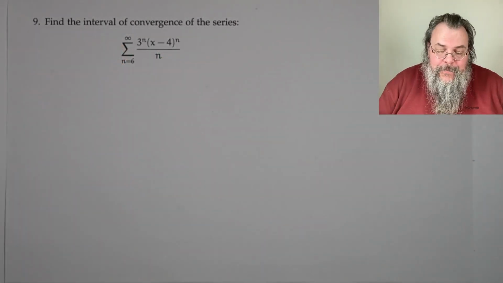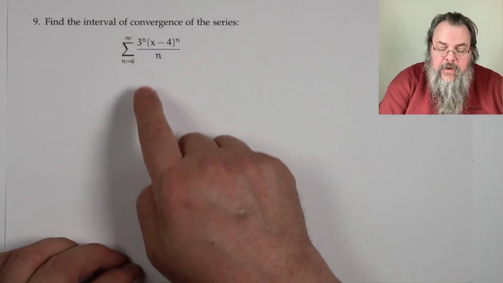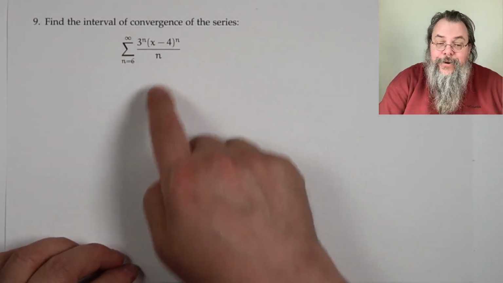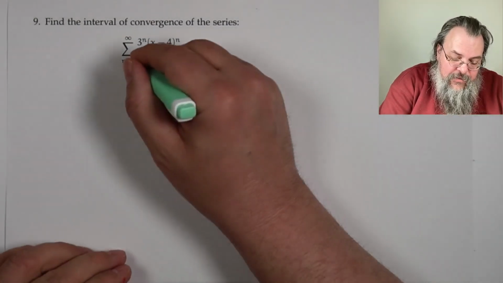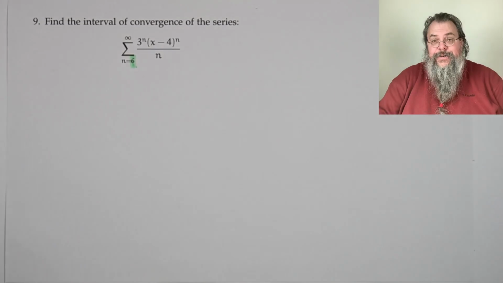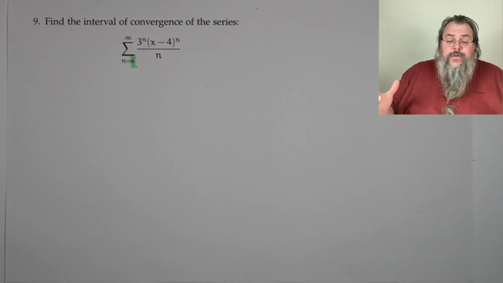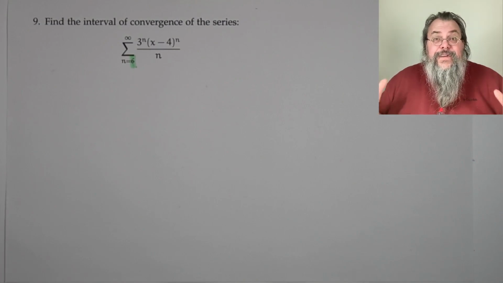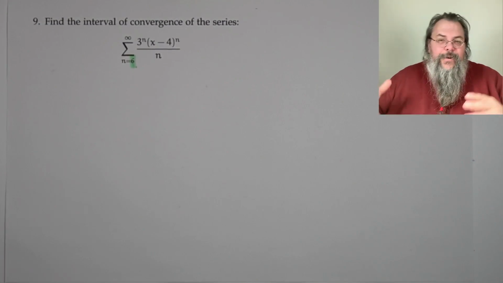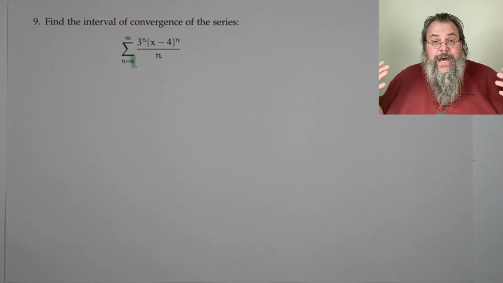Find the interval of convergence of the series, sum from n equals 6 to infinity, 3n times (x minus 4) to the n over n. Now, don't get distracted by the start of the sum. It never matters. If you see something that's not 0 or 1, don't wonder what it means. It means nothing. Don't worry about it, because it's always the tail. What happens for big values? That's what matters. All right, so we're after an interval.